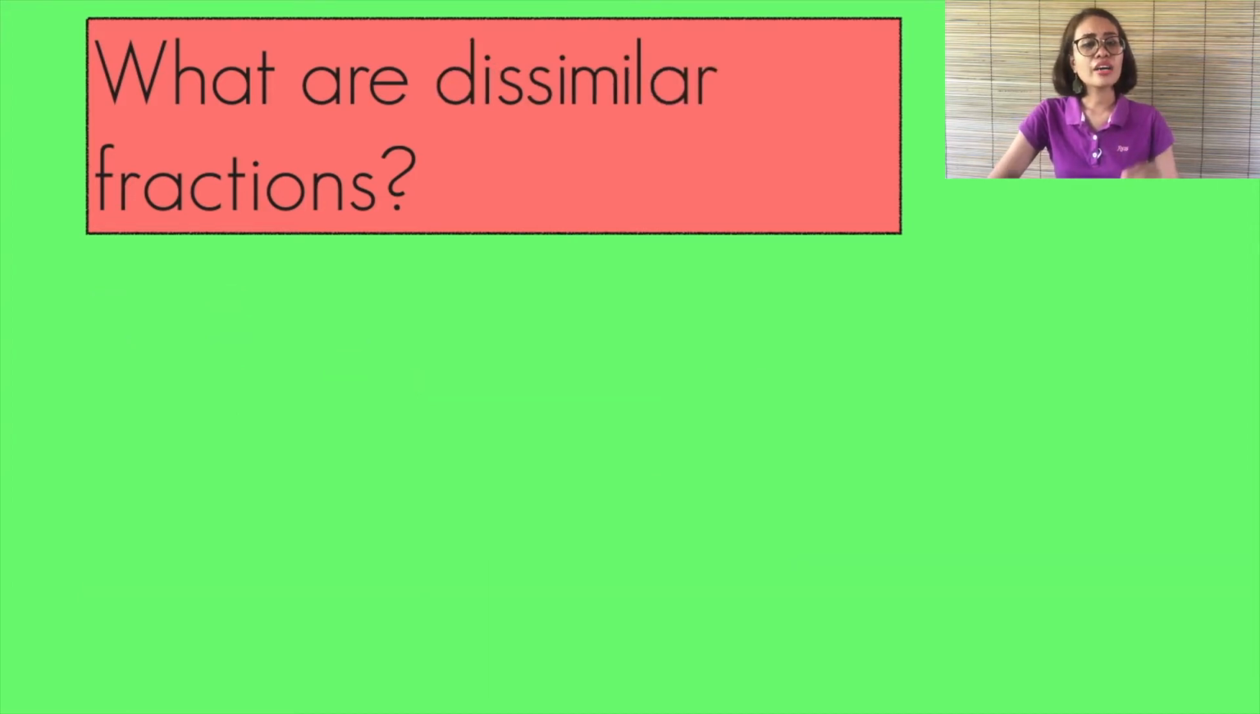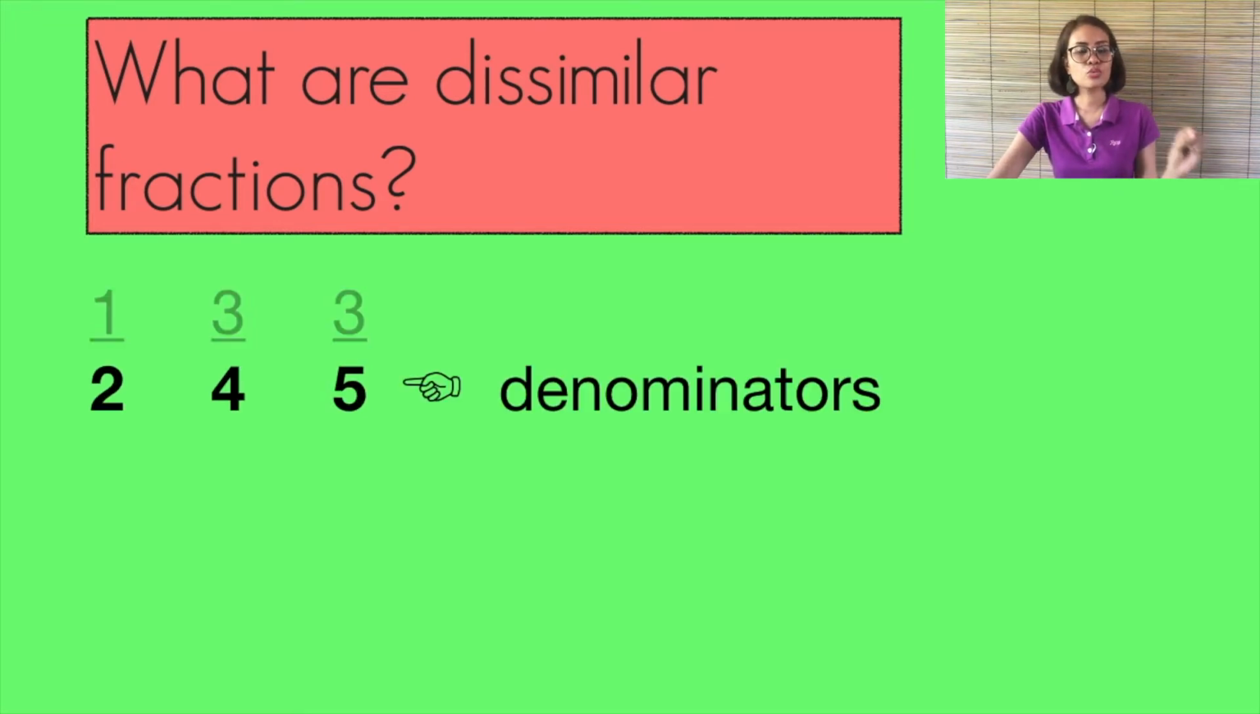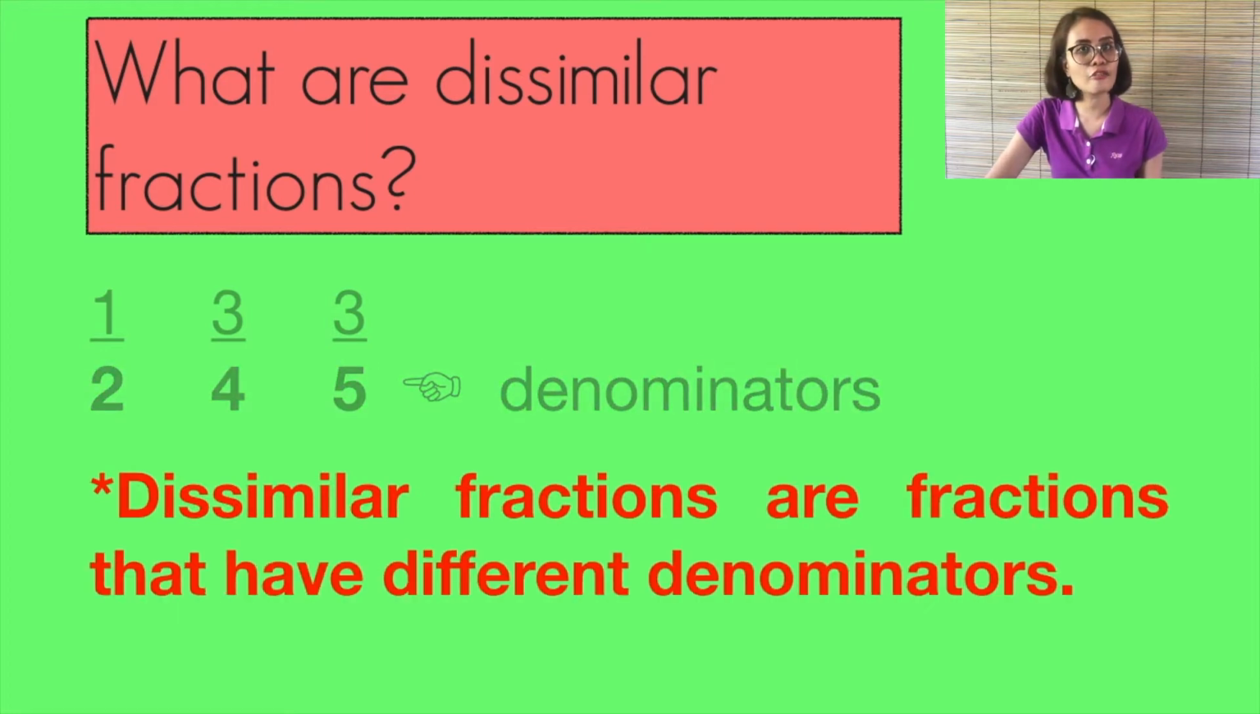Now, what are the dissimilar fractions? Notice, observe the fractions: 1/2, 3/4, 3/5. Look at the denominators: 2, 4, 5. And they are different. Therefore, we can conclude that dissimilar fractions are fractions that have different denominators.